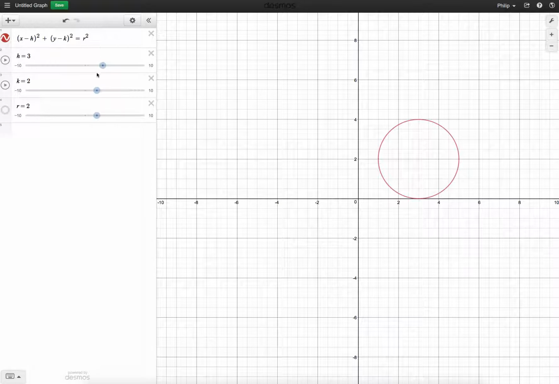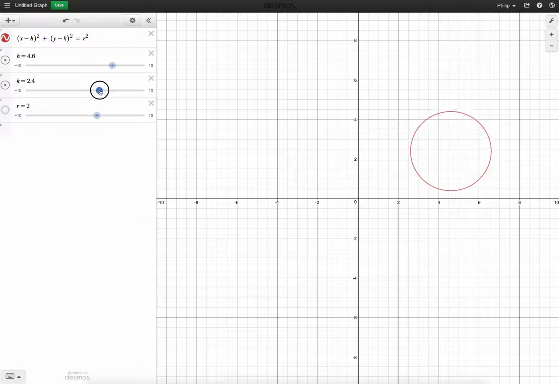So if you're playing along at home, which I hope you are, go ahead and bring up your own Desmos window and type this in: (x minus h) squared plus (y minus k) squared equals r squared. And it will bring up these sliders for you here. What I would like you to do is drag these sliders around. Grab a slider and move it around, and it will change your circle in different ways.